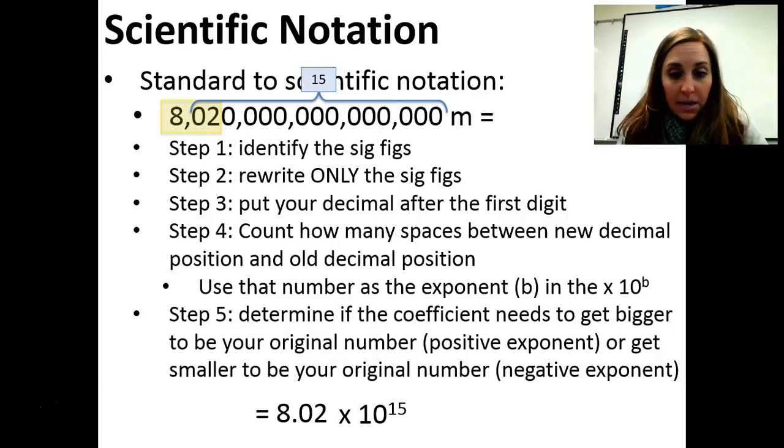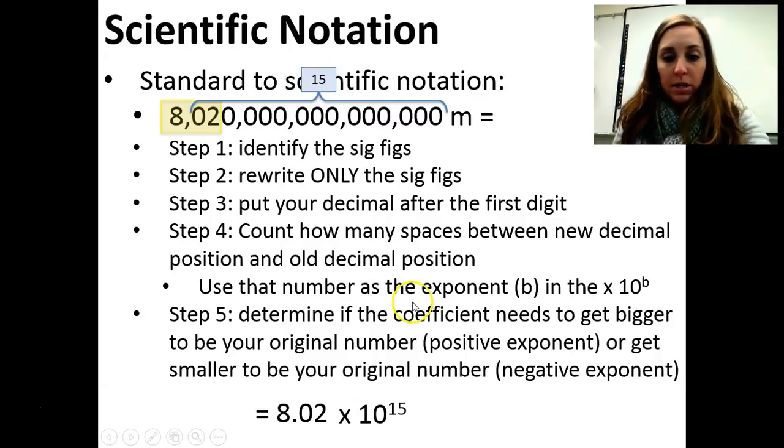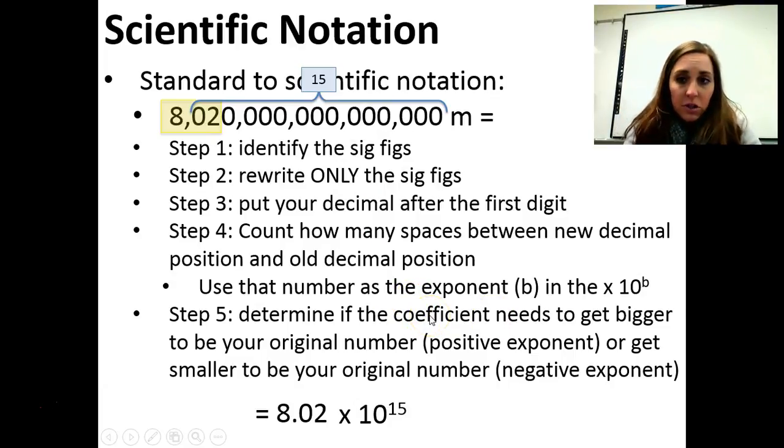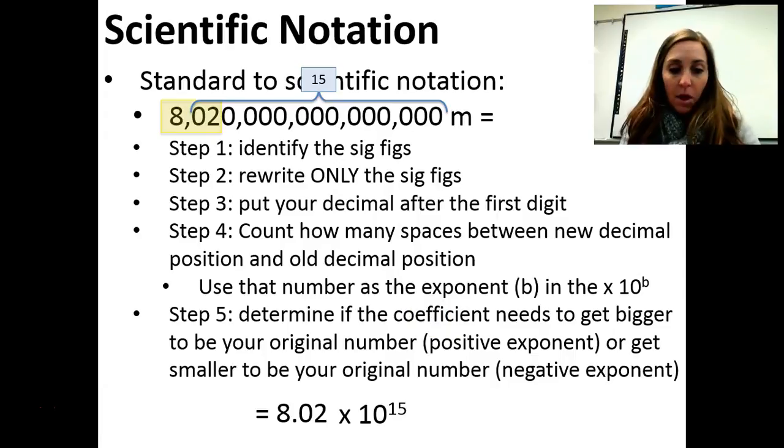Last thing is determine if your coefficient needs to get bigger than your original number, or does it need to get smaller? So 8.2, does that need to grow to get to your original number, or does that need to get smaller? Well, this original number, 8 bazillion, I don't know what that is, someone look it up and let me know. That's a lot bigger than 8.2. So since it's bigger, I need to keep this positive because I need to multiply by 10 a bunch of times to make it bigger.